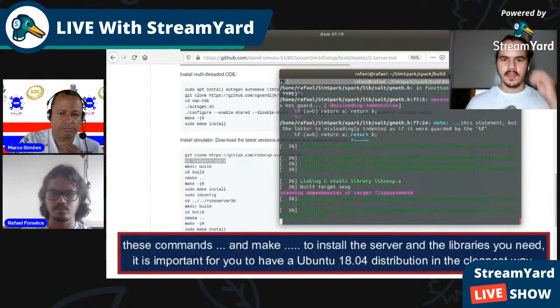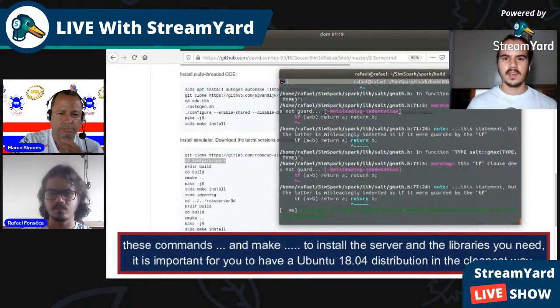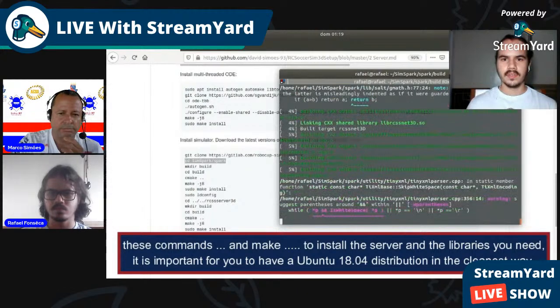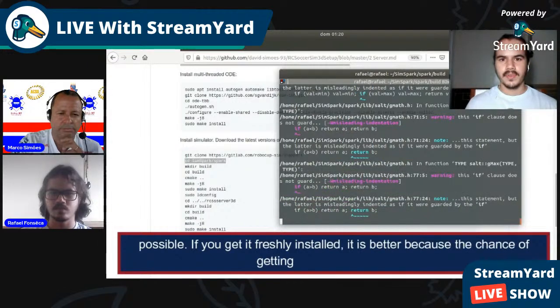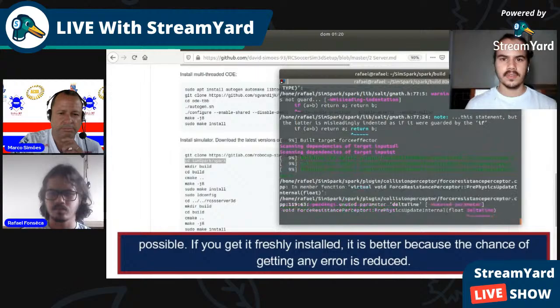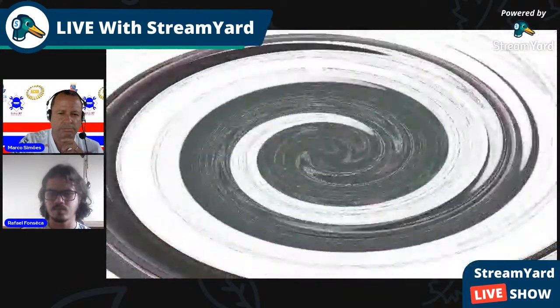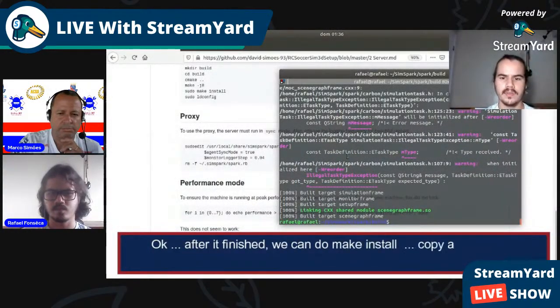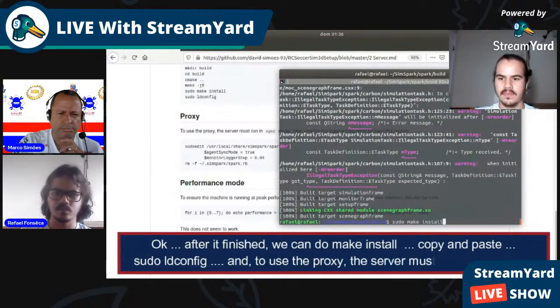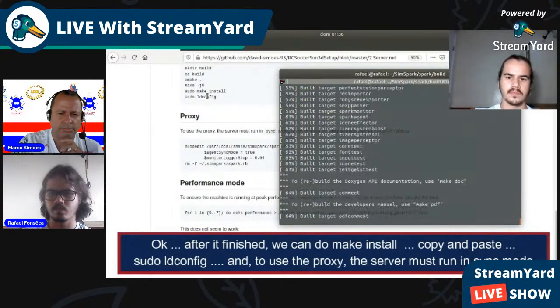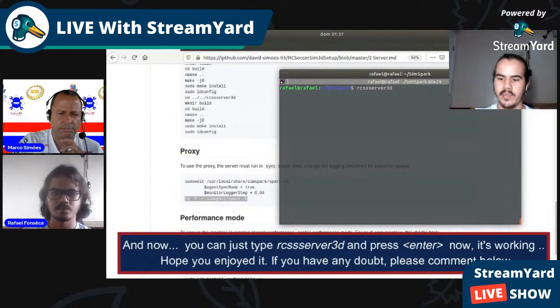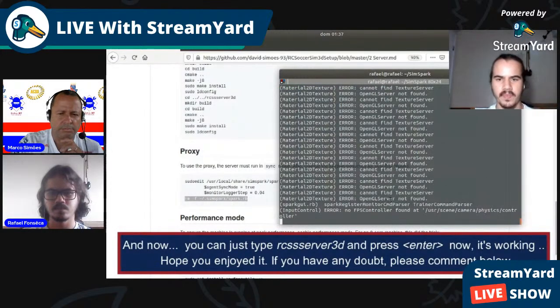And to install the server and the libraries you need, it is important for you to have Ubuntu 18.04 and in the cleanest way possible. If you have a freshly installed system, it is better, so the chances of getting any errors are reduced. Okay. And after it finishes, we can do sudo make install. Then type the 3D command and press enter. Now it's working. So, hope you enjoyed. And if you have any doubt, please comment below.